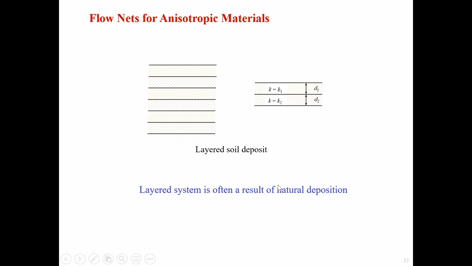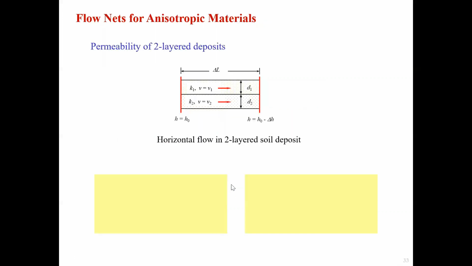Now let's have a look at the flow nets for anisotropic materials. Some soils are placed by horizontal deposition. Because of seasonal variations, this deposit tends to be in horizontal layers and have a different permeability in the horizontal plane to the permeability in the vertical direction.